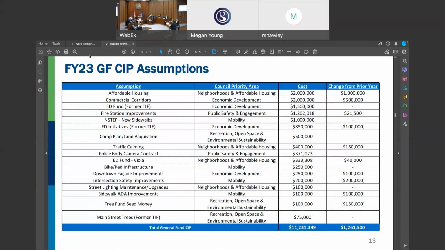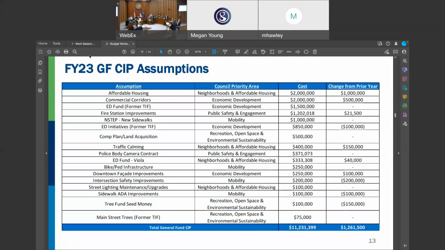So moving on from our operating budget to our CIP, the proposed general fund CIP for next year is about $11.2 million. This project shows the charts in order of funding magnitude, as well as any decreases or increases from the prior year. The general fund share of affordable housing funding is increased by $1 million to $2 million. The total projected FY23 investment in affordable housing is $4 million. So $2 million coming from the general fund, $2 million coming from elsewhere.